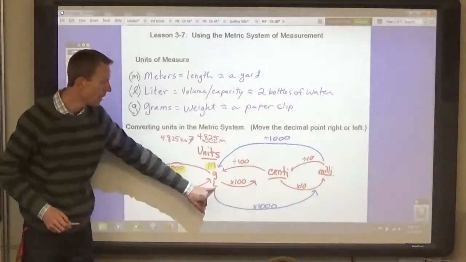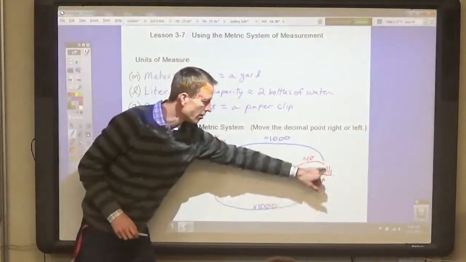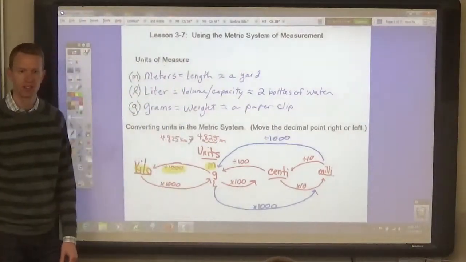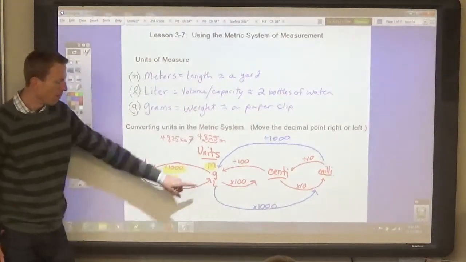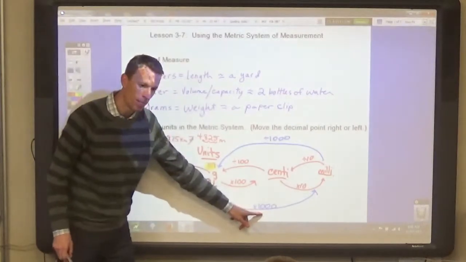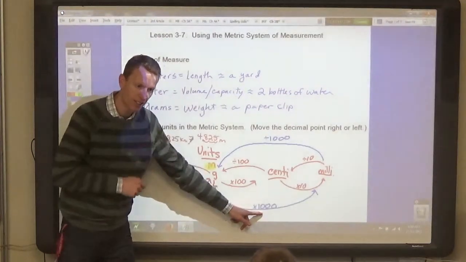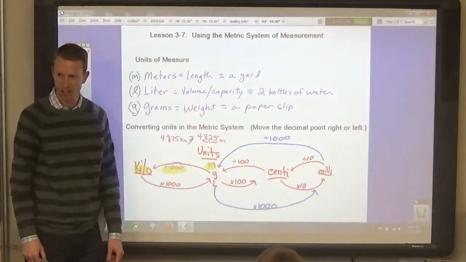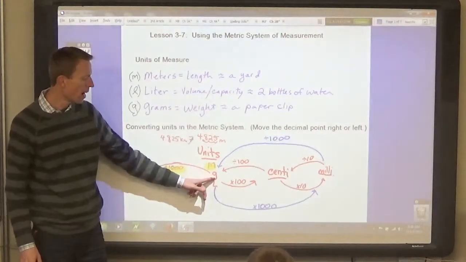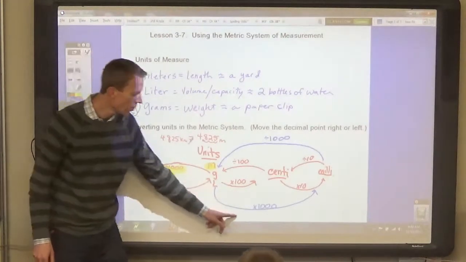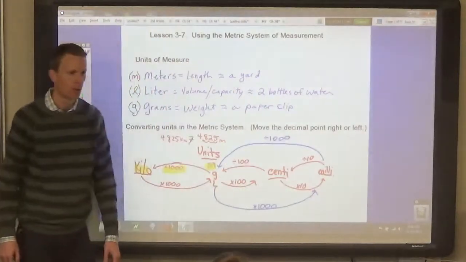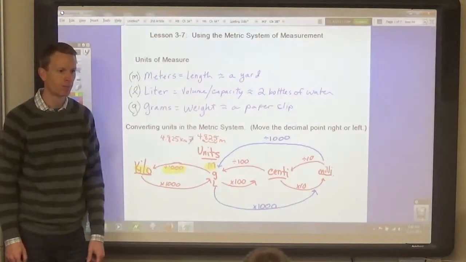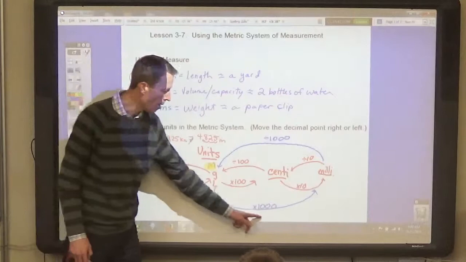What if you're going from liters to milliliters? What would you do? Multiply the number by, Johnny? 1,000. Yep. What if you're going from grams to milligrams? What would you do, Caleb? Yeah, multiply the number by 1,000.